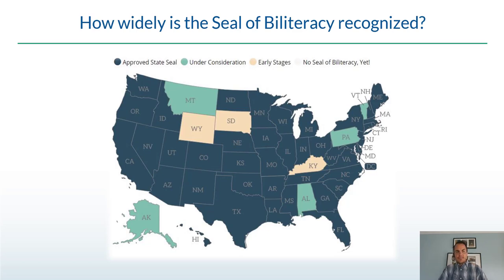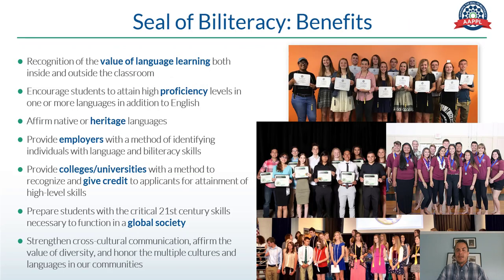The seal of biliteracy, for those who are not already familiar, is a widespread phenomenon that has really had a great impact across the nation. Here we see a map. All of the navy blue states are states that have passed official legislation as far as the seal of biliteracy goes. The other states that remain are works in progress. They are working towards getting that legislation passed.